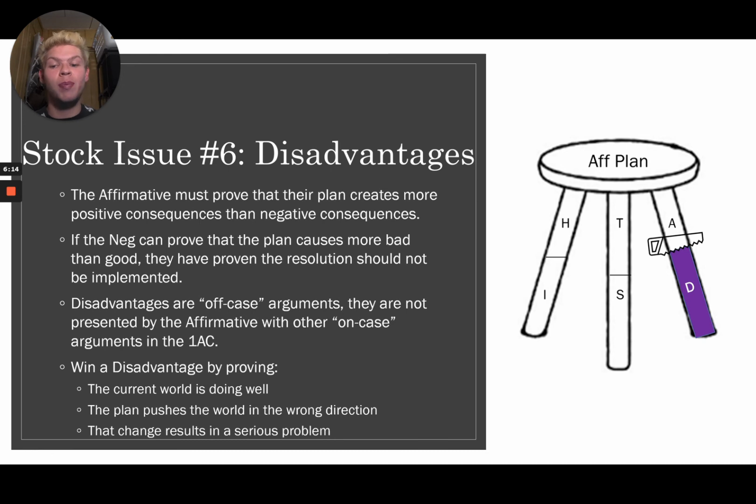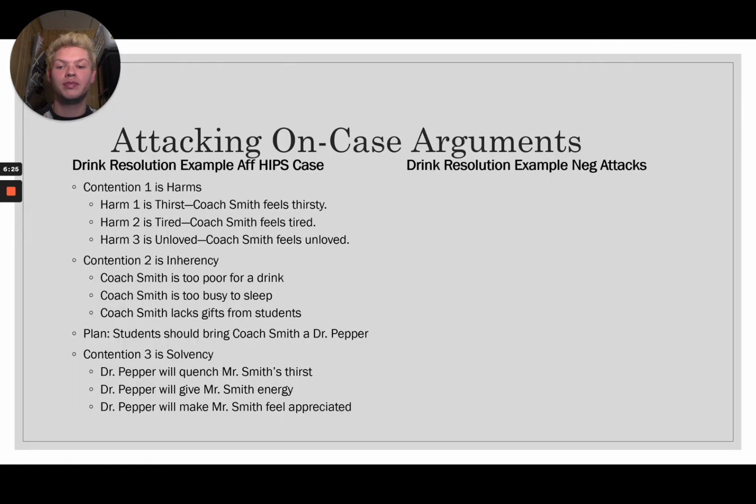So it's kind of like the opposite of an advantage. An advantage says the current world is bad, that the plan makes it better, and that's a good thing. You say that the current world is doing well, that the plan makes it worse, and that's a bad thing.